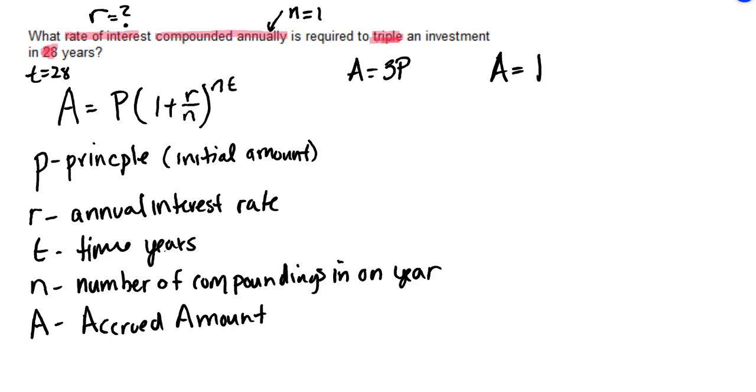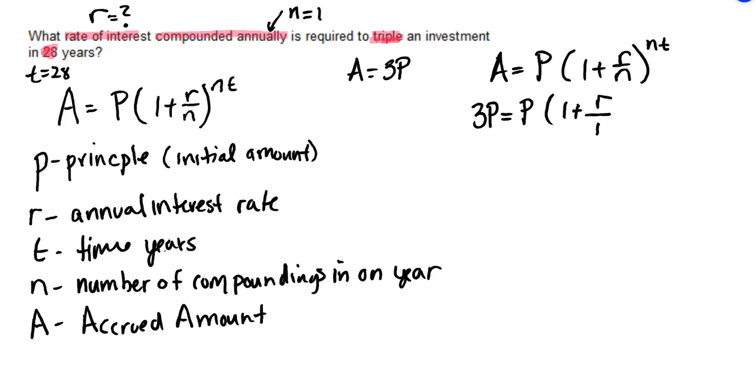A equals P times (1 plus R over N) to the NT. A is 3P, we're trying to triple our investment. P, 1 plus R is our unknown. N, the number of compoundings, is 1. And 28 in for time. So we're going to solve this. First, let me do a little bit of cleanup. R over 1 is the same thing as R. And 1 times 28 is 28.